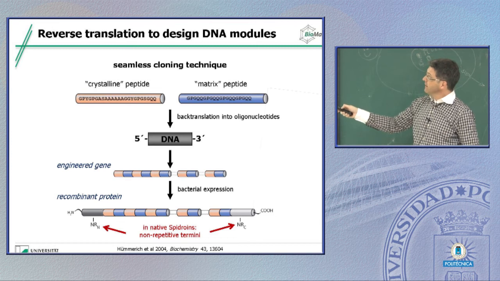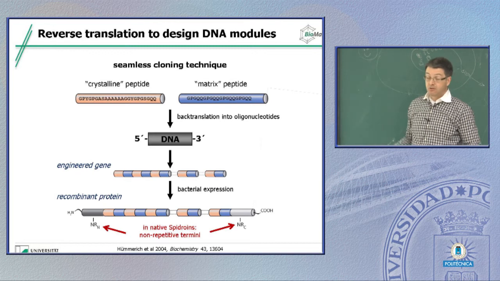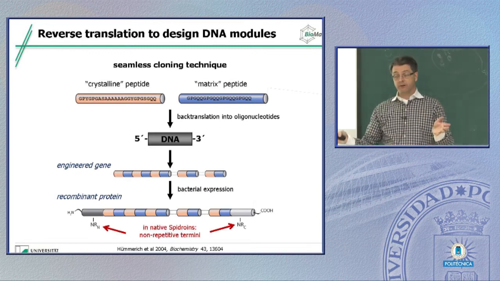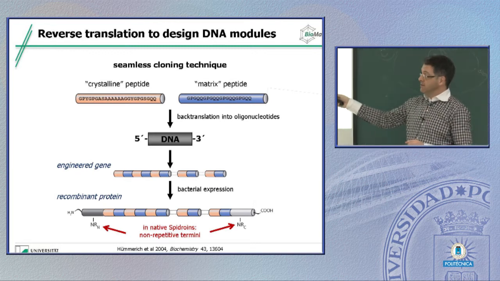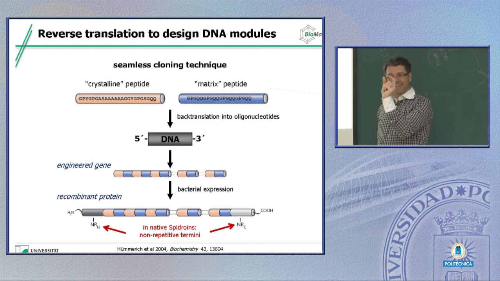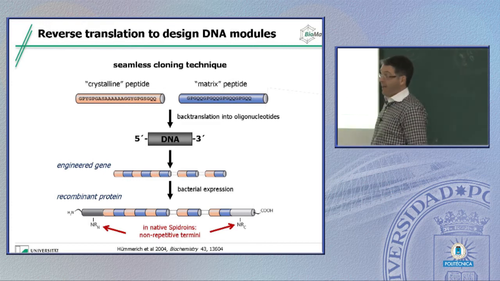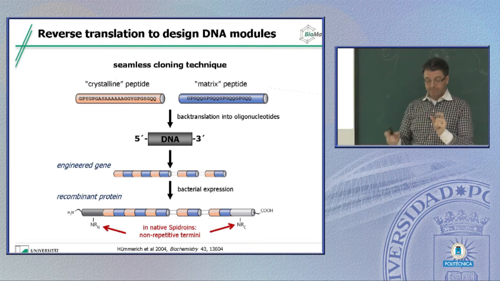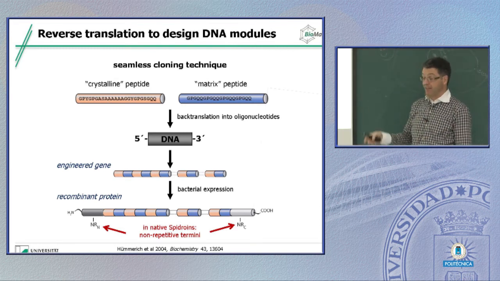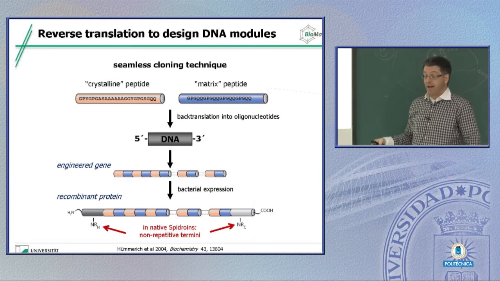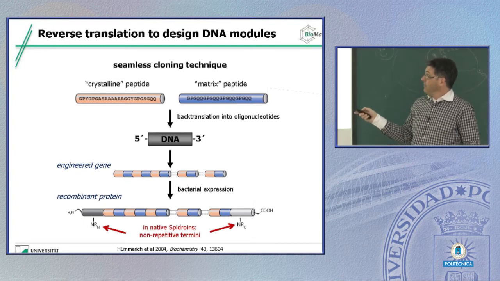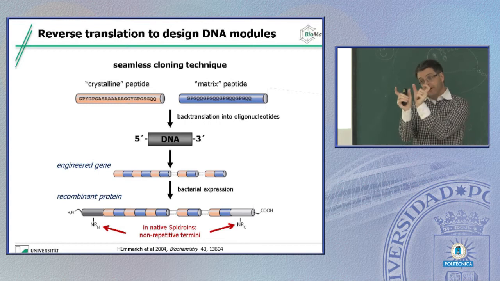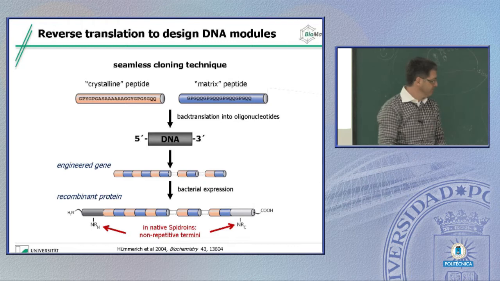So what you do then, you take this amino acid sequence and back translate it into oligonucleotides. You do that on a computer. And then you just order those DNA strands. So you have tiny little pieces of DNA. And now comes a trick. Now you have to put them together. But if you put them together, and this was one of the major advances that we made, you should avoid linking sequences.